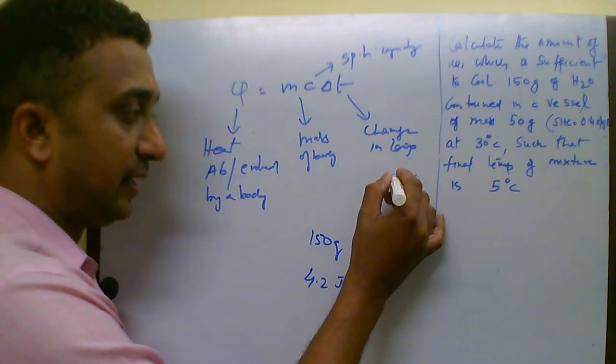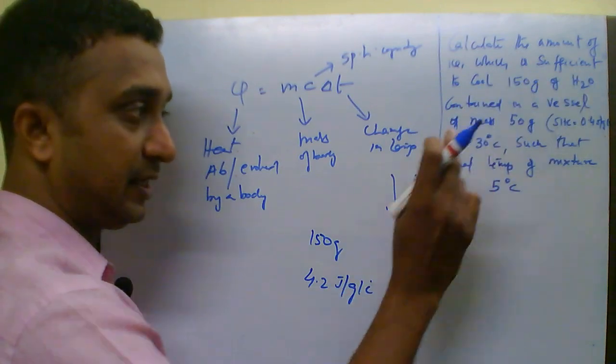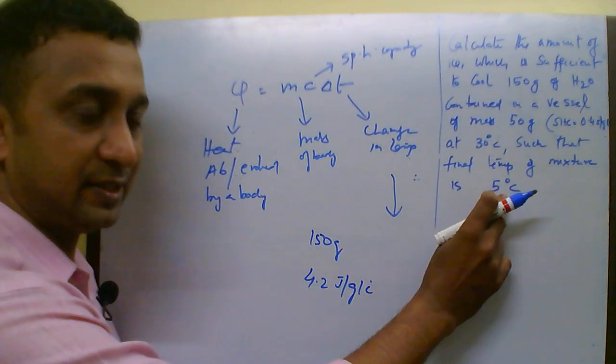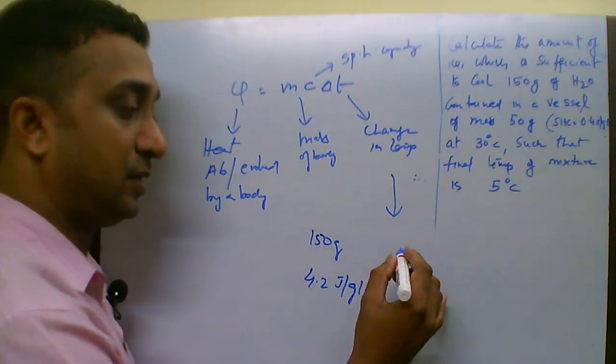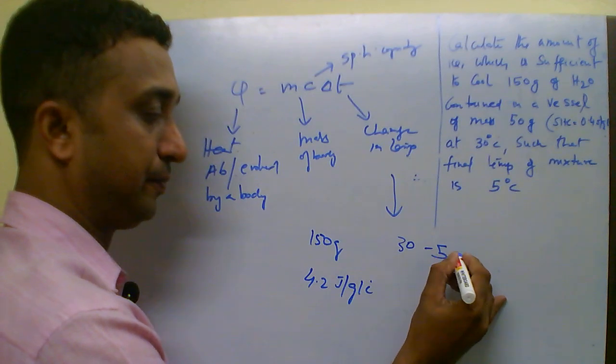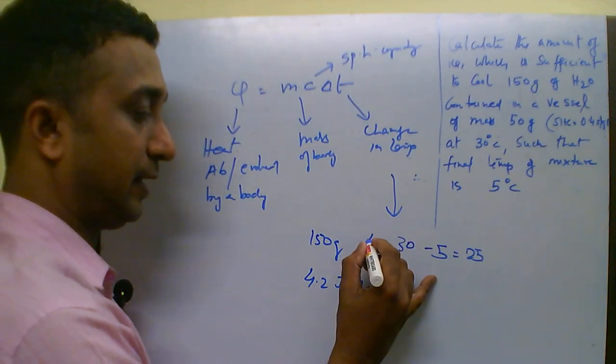Then delta T is the change in temperature which is happening. For example, here the water initially was at 30 degrees Celsius and finally it reaches a temperature of 5 degrees Celsius. So how much temperature difference has happened? From 30 it becomes 5. So what is the difference? 25 is the delta T.